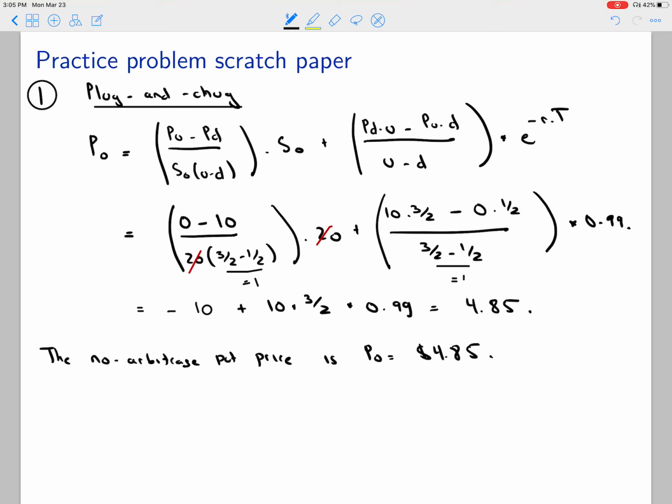This was just via the plug and chug method. We could have also done this in a different way. We could have calculated delta and beta, and then used the price of the replicating portfolio. We would have gotten the same result. It's probably easiest to just plug and chug here in the interest of time.